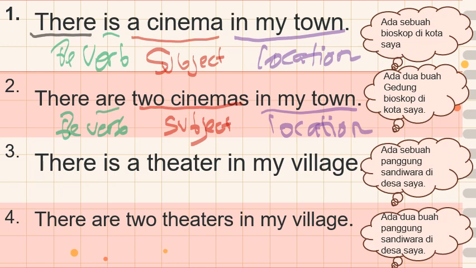Number 3. There is a theater in my village. There is, a be verb. The theater is a subject. In my village is a location.